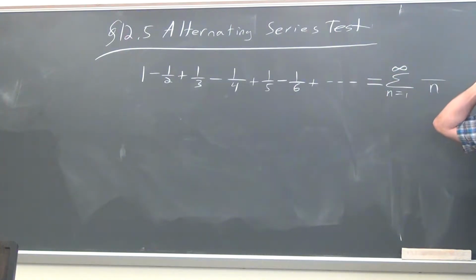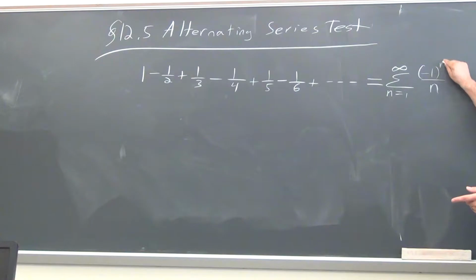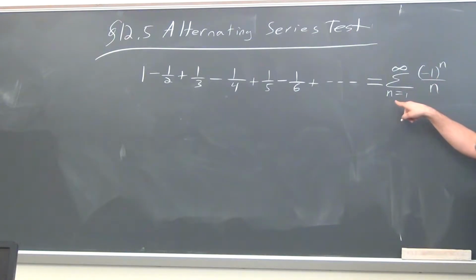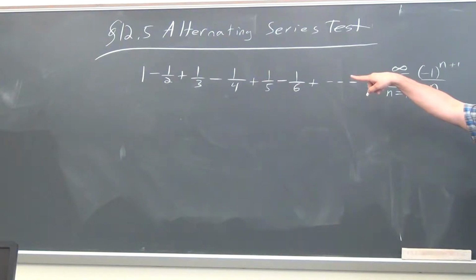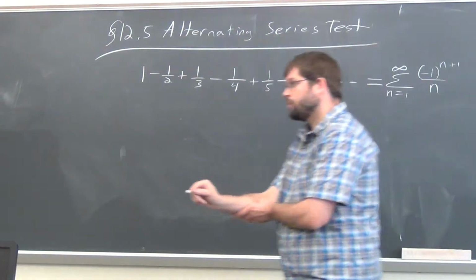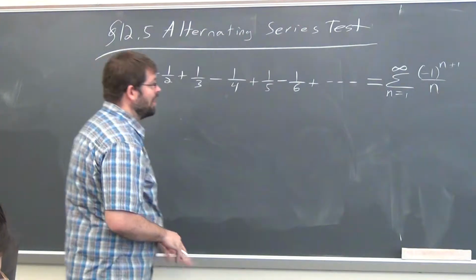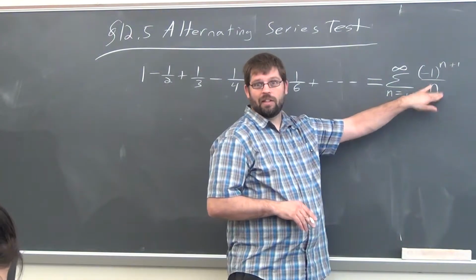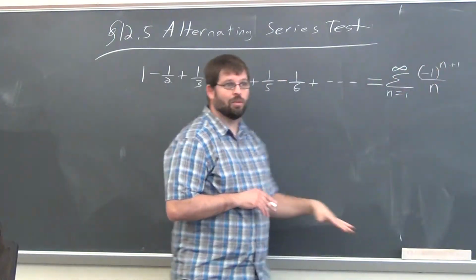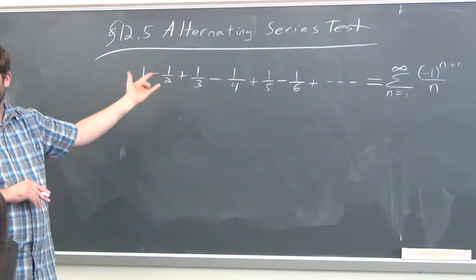And so how do we make the sign alternate? Negative 1 to the n, right? Now that's not quite right. If it's n, what do we get? N plus 1, because we want it to start off as positive, right? That makes sense? Okay, so this is almost the harmonic series, but it's got that negative 1 in front of it. So this will be called the alternating harmonic series.